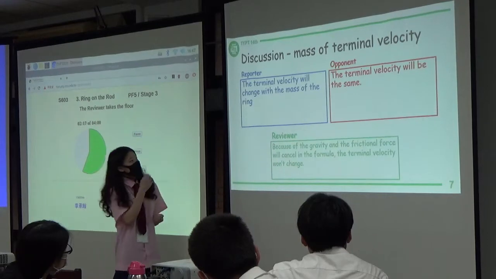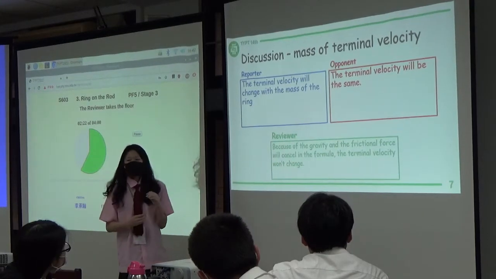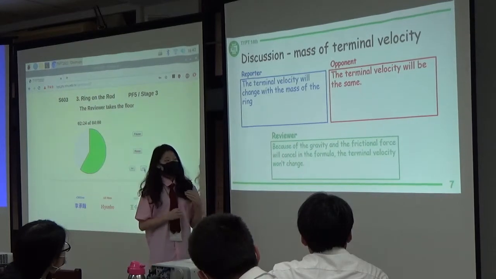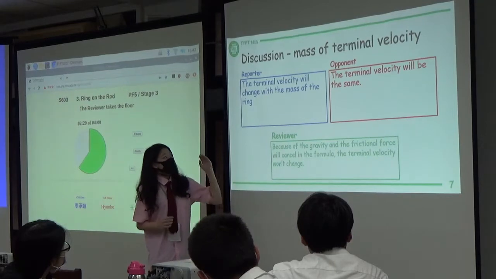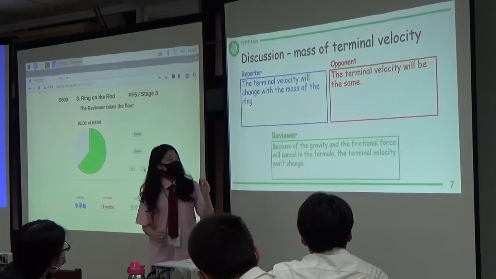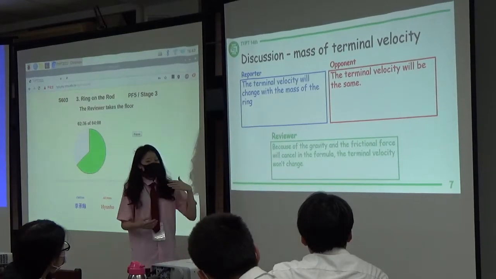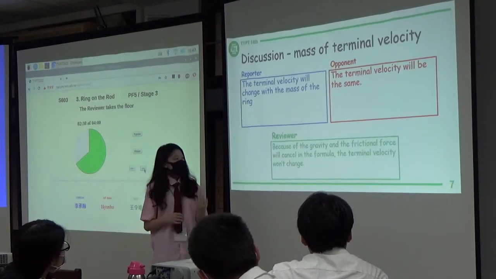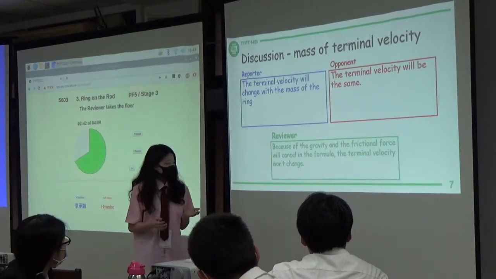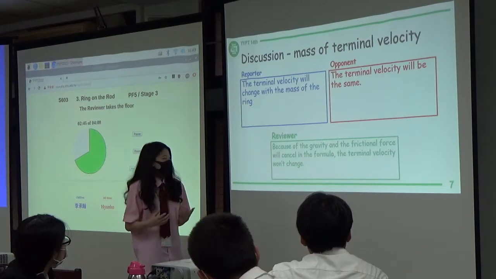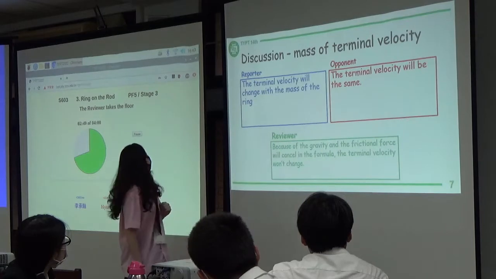Okay, and the next discussion is about the mass and the terminal velocity. I also think this is an important question, and I asked it as a short question. The reporter said the terminal velocity will change with the mass of the ring, and the opponent says that the terminal velocity will be the same even if the mass is bigger. The reviewer thinks that because gravity and the frictional force will cancel in the formula, the terminal velocity won't change. So in this question, we agree with the opponent's idea.